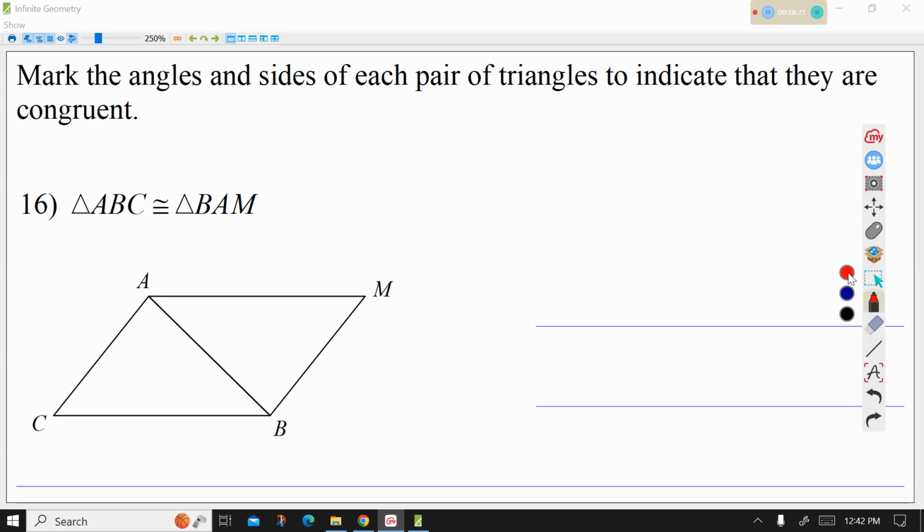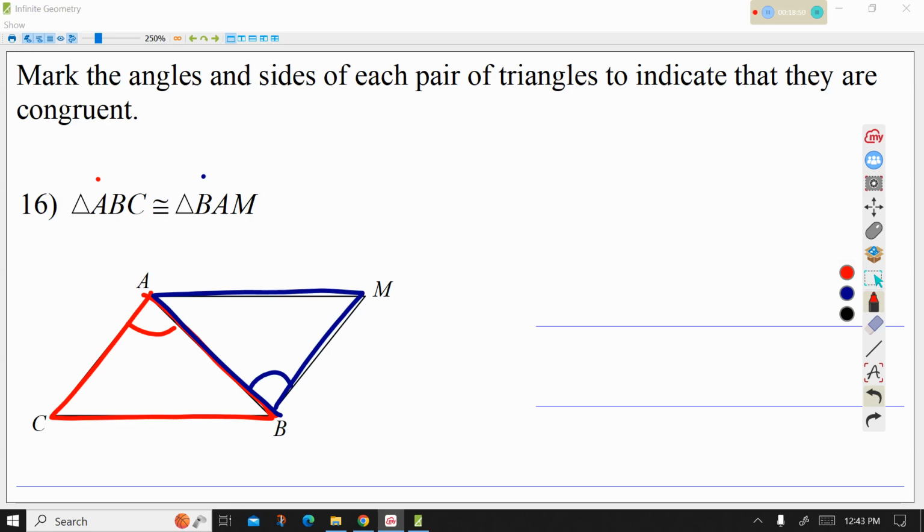So for this problem, we understand that ABC will represent the red triangle, and then BAM is going to represent the blue triangle. So the first thing that we notice is that A is the first letter in the red triangle, and B is the first letter in the blue triangle. So that means that A in the red triangle must be equal to B in the blue triangle.